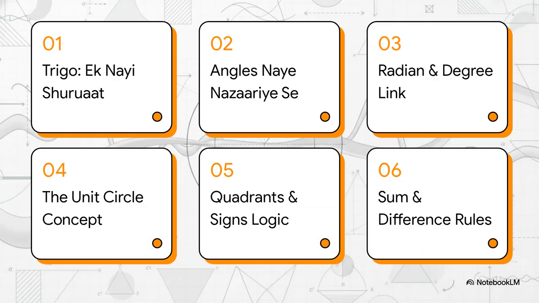Here is our ultimate mind map for Chapter 3. We'll be covering 1. Trigo ki nai shuruat. 2. Looking at angles from a fresh perspective. 3. The radian and degree connection. 4. The unit circle concept. 5. The logic of quadrants and signs. And finally, 6. The sum and difference formulas. All right, let's dive right in.